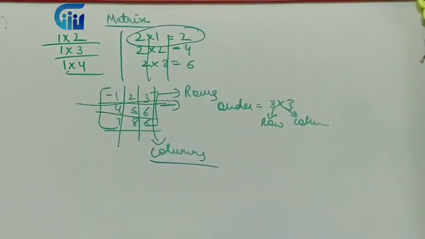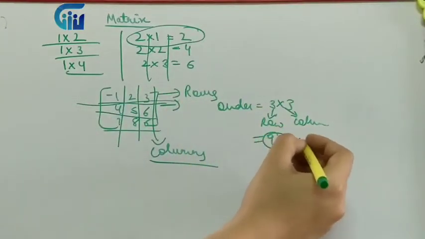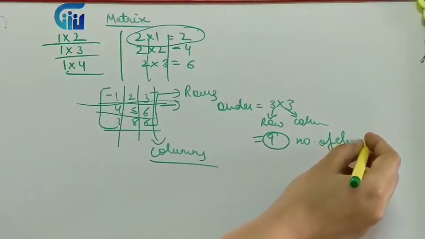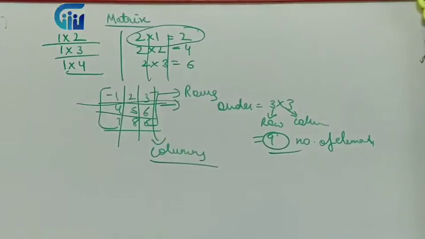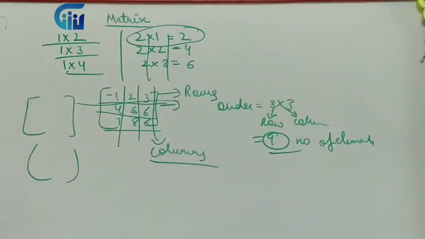So what is the order of a matrix? Number of rows multiplied by number of columns. If I multiply these two, the answer is the number of elements in the particular matrix. So the number of elements in this matrix is 9. So what is a matrix? Simply a rectangular arrangement. Do remember the underlying word, that is arrangement. We represent a matrix mostly by these types of brackets you will find in the book.